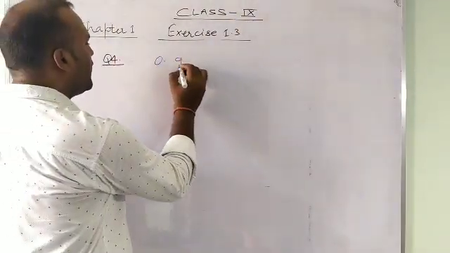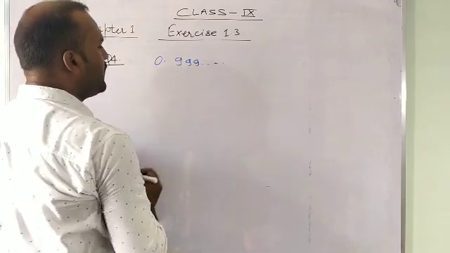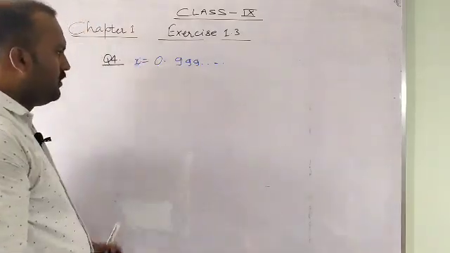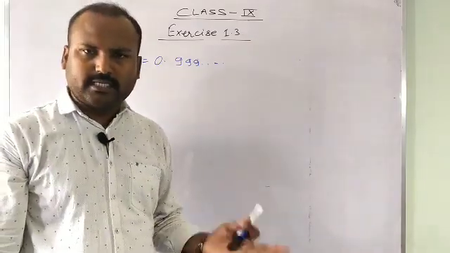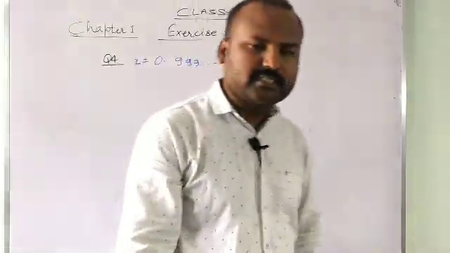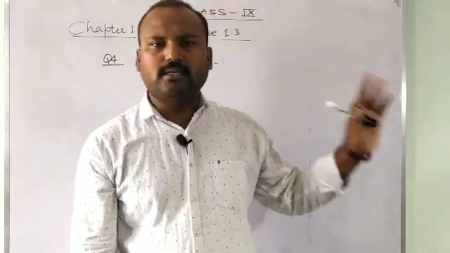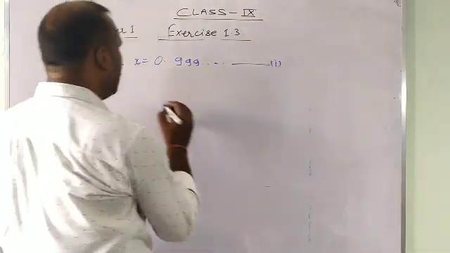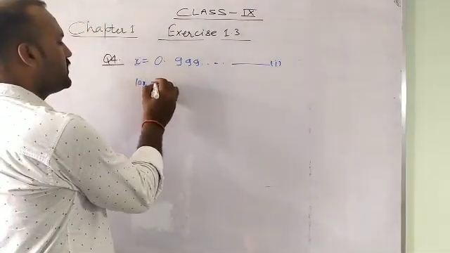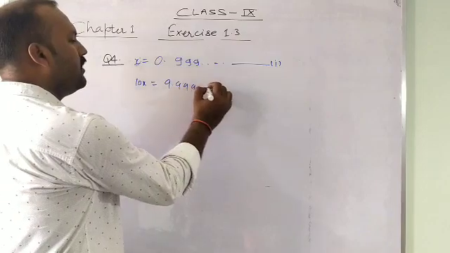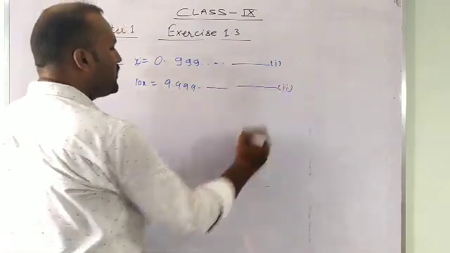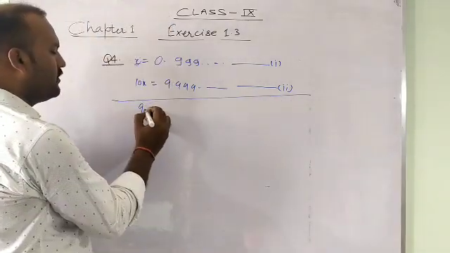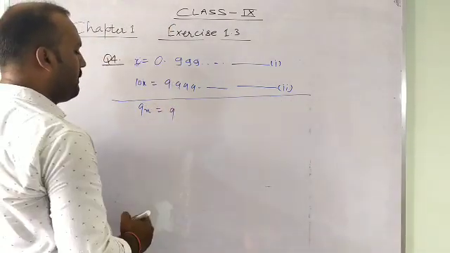Means 0.9999 in the form of P by Q we have to find. Can you find it? It is very easy. Non-terminating repeating decimal. Only one digit is repeating after decimal. So we have to multiply here by 10 in both sides. First you have to consider this is equation number 1 and multiplying by 10 you will get 10x is equals to 9.9999 and so on. This is equation 2. Now subtract equation 1 from equation 2. On subtracting you will get 9x here and in right side you will get 9.